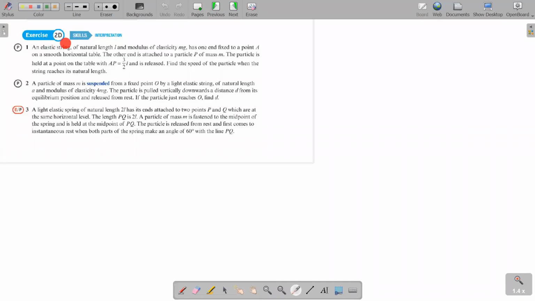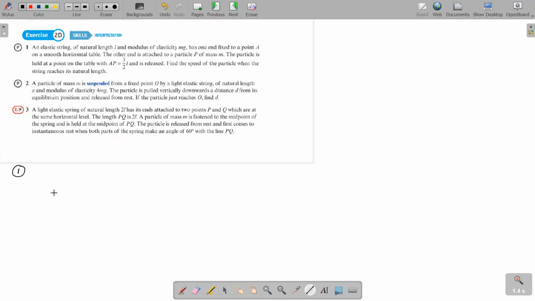Okay, so we'll move to exercise 2D question number 1. An elastic string of natural length L and modulus of elasticity mg has one end fixed to a point A on a smooth horizontal table. Do you see that? This is a smooth horizontal table. Okay, so question number 1, let's draw the diagram.